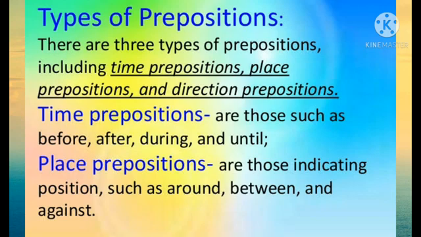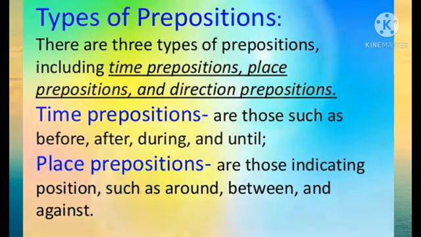Place prepositions are those indicating position, such as around, between, and against. So when do we use between? We use between when we want to say that our noun or pronoun is between two things. I am sitting between my father and mother. Only two people. Whereas among, a preposition among is used to mean more than two people. I am happy among my friends. That means more than two people. So these are time prepositions and place prepositions.